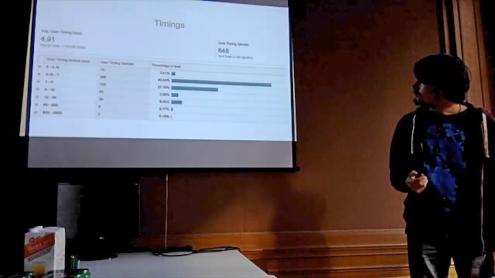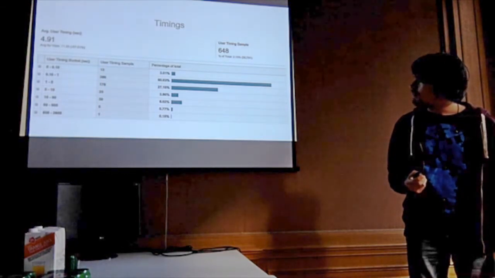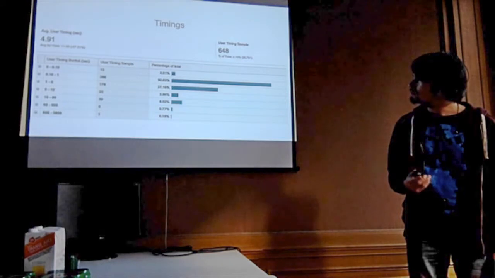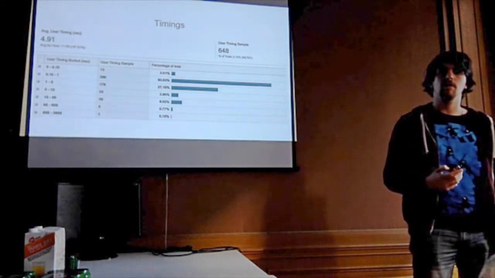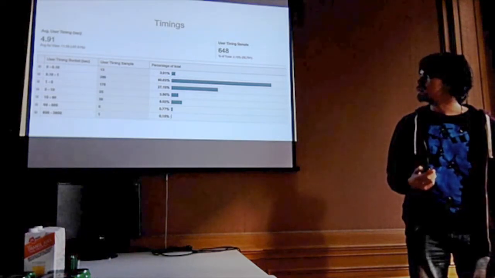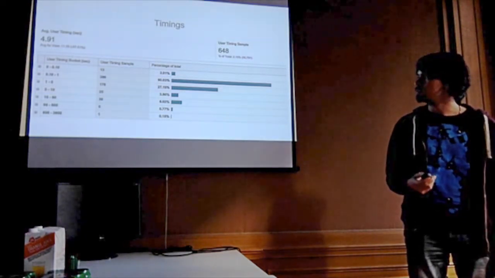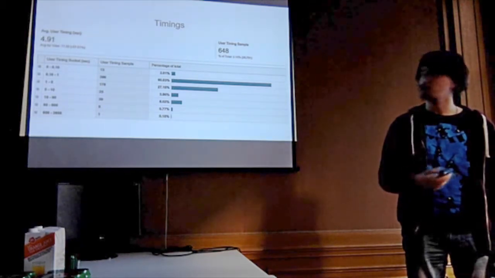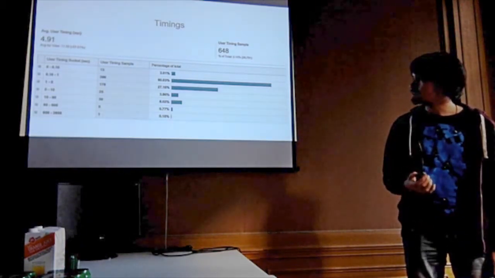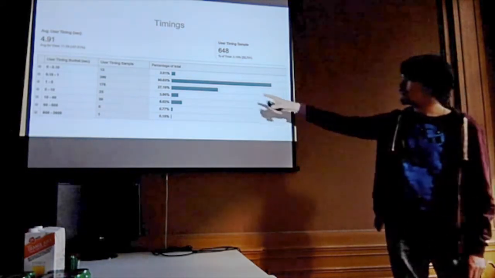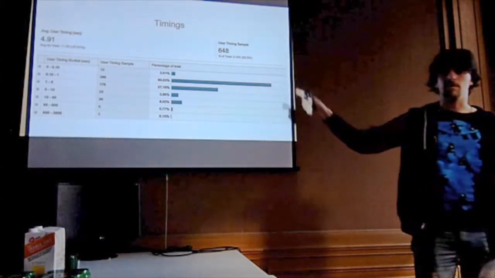I'm also registering timings. This is a view for a specific page, and I'm interested in how long people spend there. As you can see, 60% is between 0.1 and 1 second, so people could go through it very quickly. 27% is between 1 and 5 seconds, and so on. You can expand it again to see all the steps.